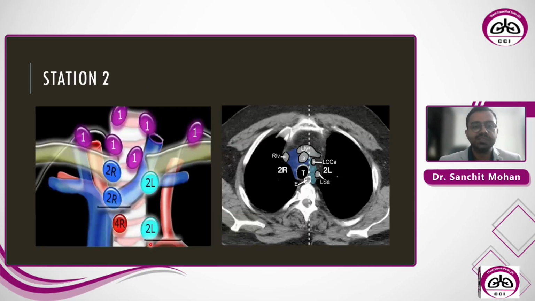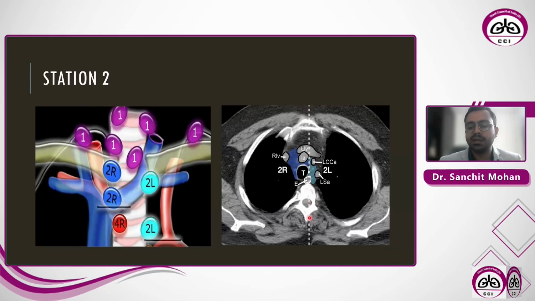So starting from station 2, as I've told you, there is an imaginary line on the left lateral wall of the trachea. The upper border of station 2R is formed by the manubrium sternum, and the lower border is formed by the left brachiocephalic vein entering into the superior vena cava. So the lower border of the left brachiocephalic vein entering into the superior vena cava forms the lower border of station 2R. Okay. This is the axial CT image showing the same thing.